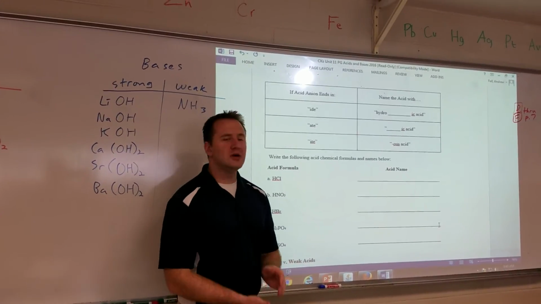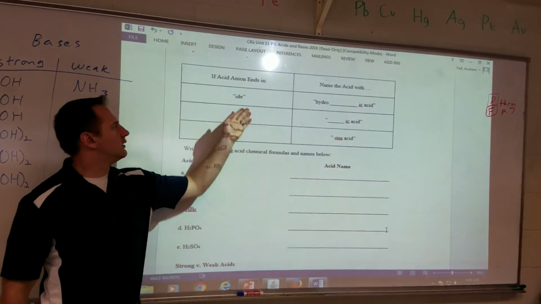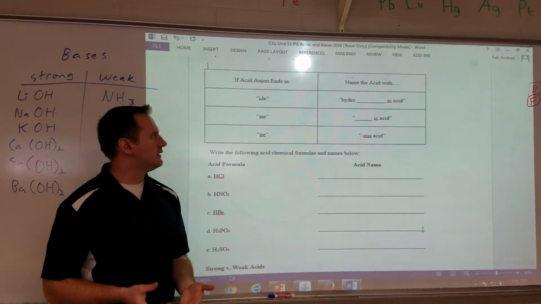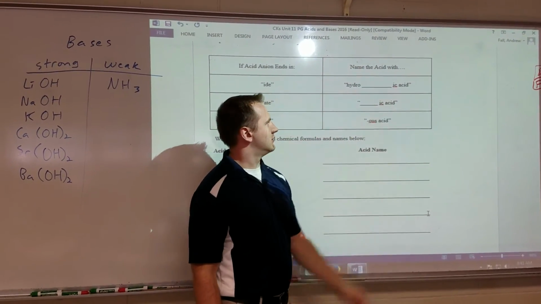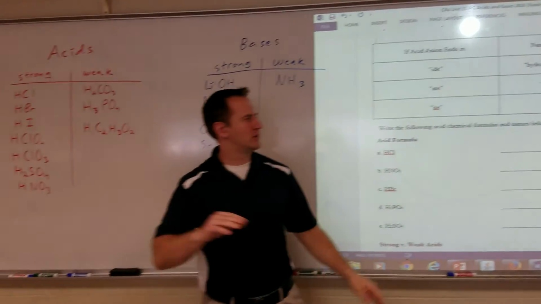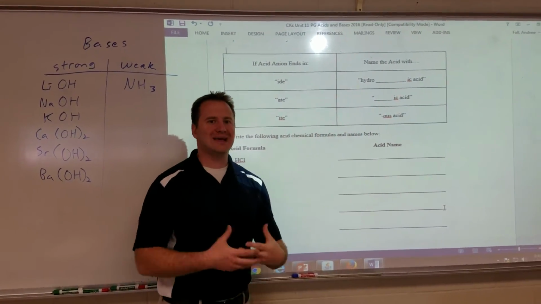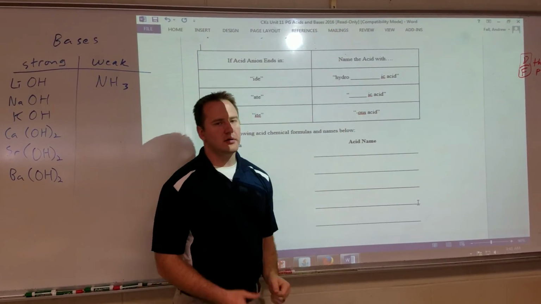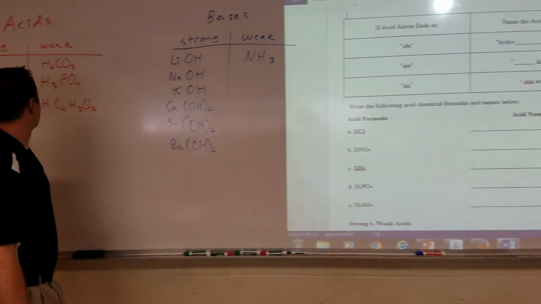Okay, so when we're naming acids, what we have to consider is what the anion ends in. So if the anion ends in ide, you would say hydro-blank-ic acid. If the anion ends in ate, we would call it blank-ic acid, and if it ends in ite, we'll call it blank-ous acid. So let's apply this over here.